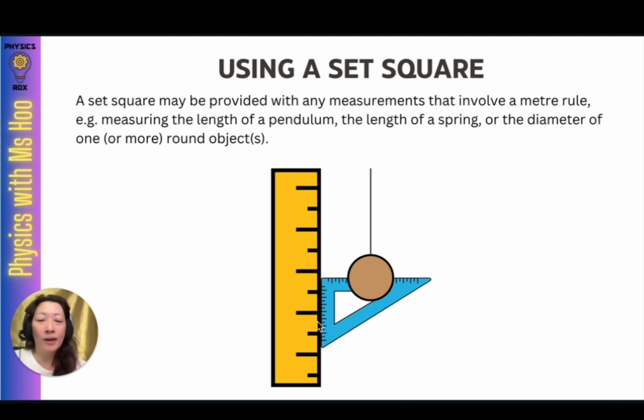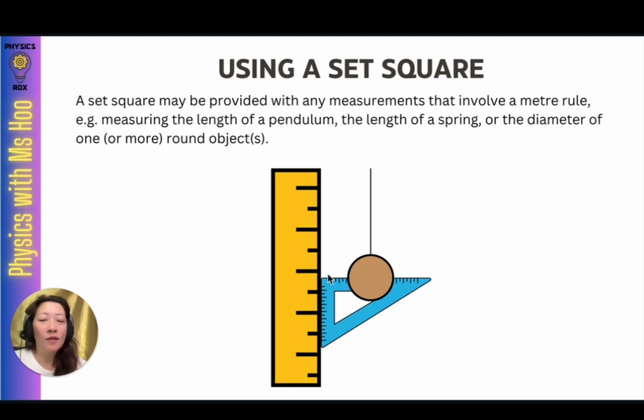So to use it, we line up one of those right angle sides against a meter rule and the other right angle side to the position where we want to measure. For example, if we want to measure the length of a pendulum. To measure the length of a pendulum, if you can recall, we always need to measure the length up to the center of the pendulum bob.